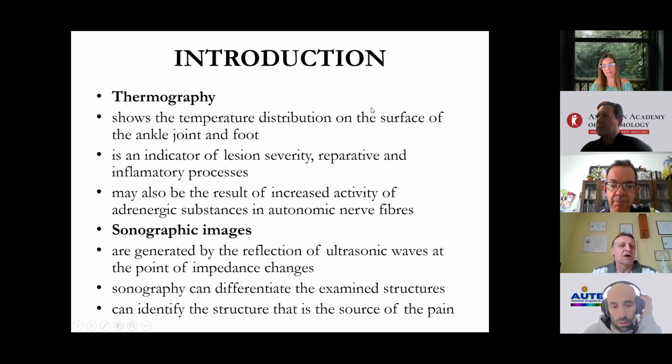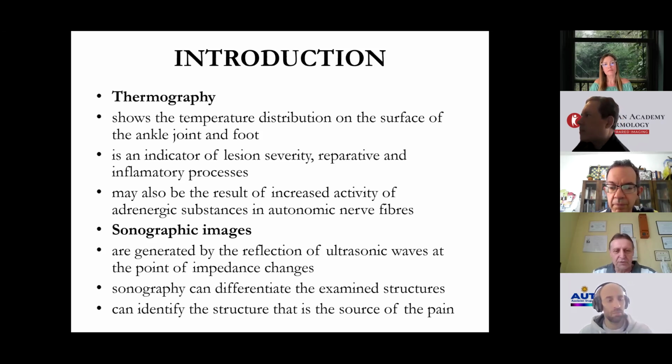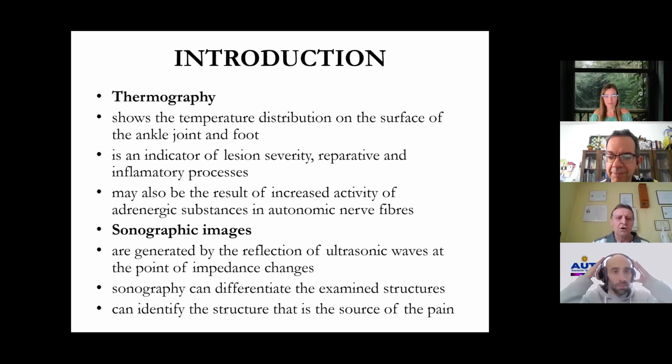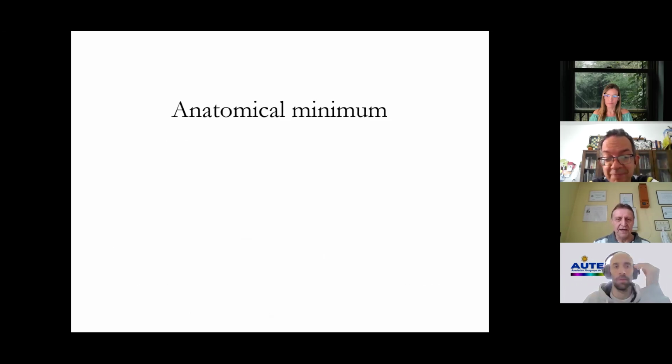For the beginning, thermography shows the temperature distribution on the surface of the ankle joint and foot, as an indicator of lesion severity, reparative and inflammatory processes. It may also be the result of increased activity of adrenergic substances in autonomic nerve fibers. Sonographic images are generated by the reflection of ultrasonic waves at the point of impedance changes. Sonography can differentiate the examined structures and can identify the structure that is the source of the pain.